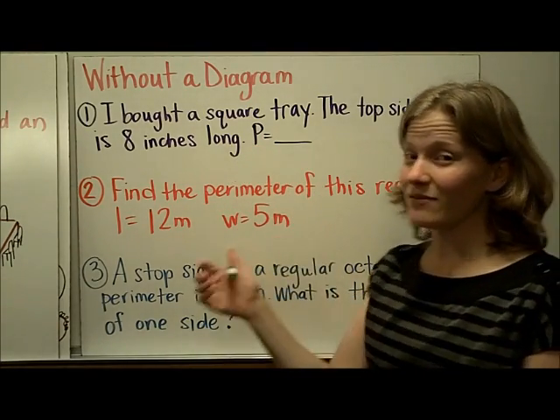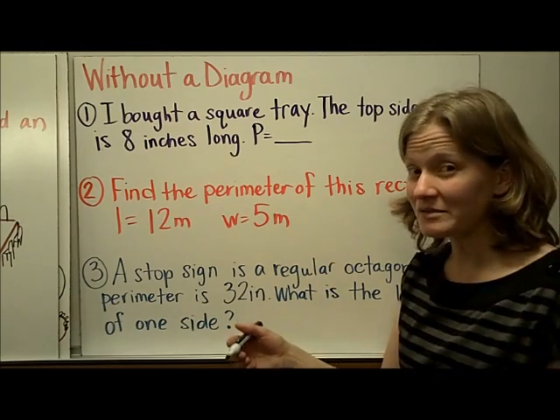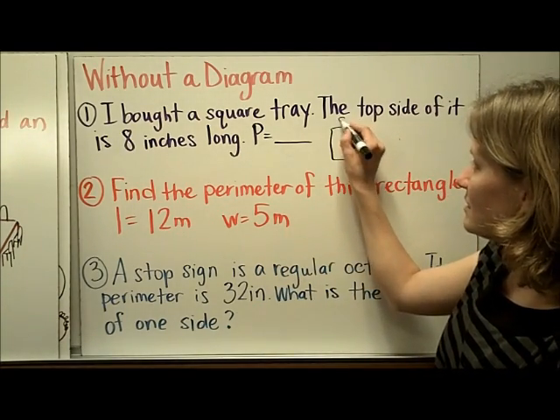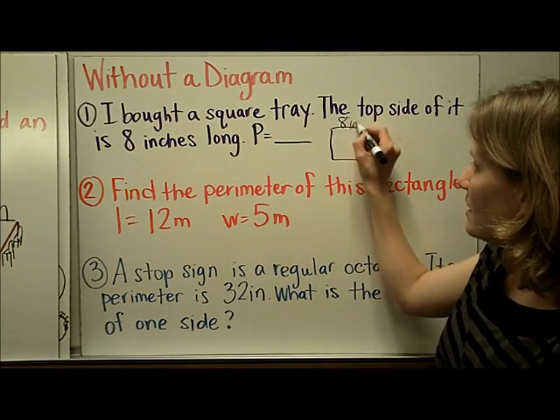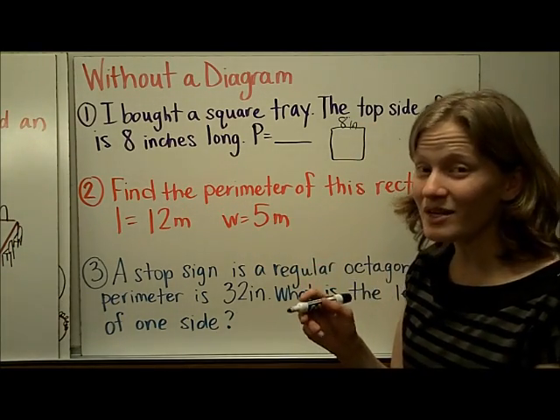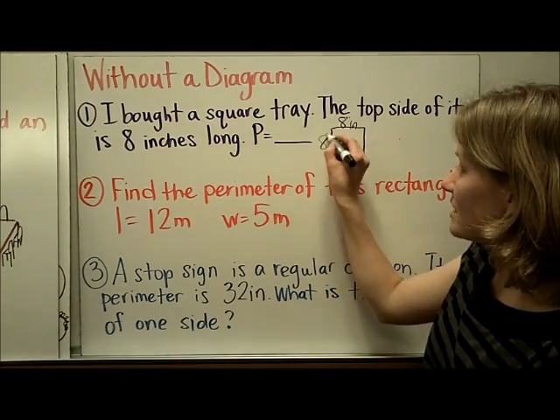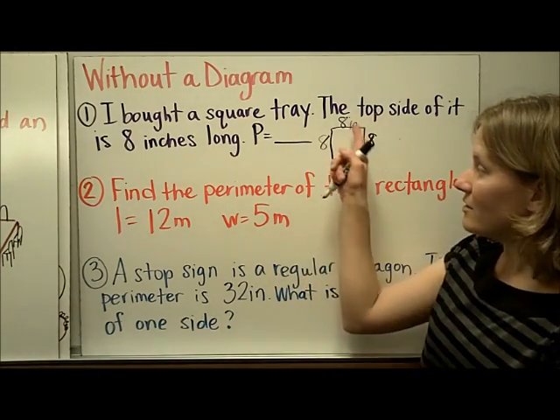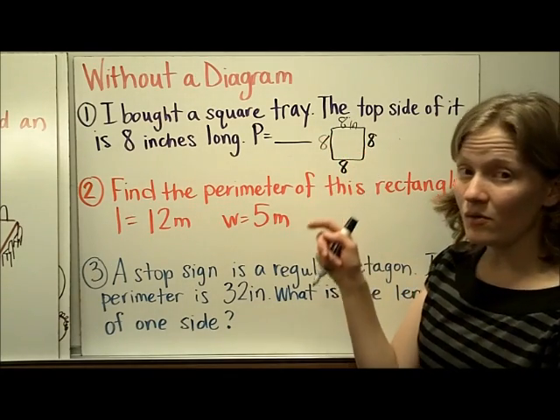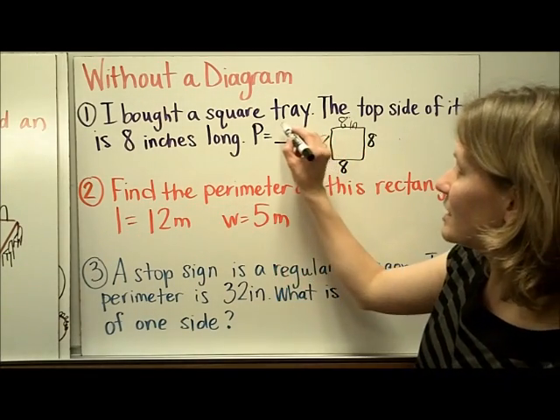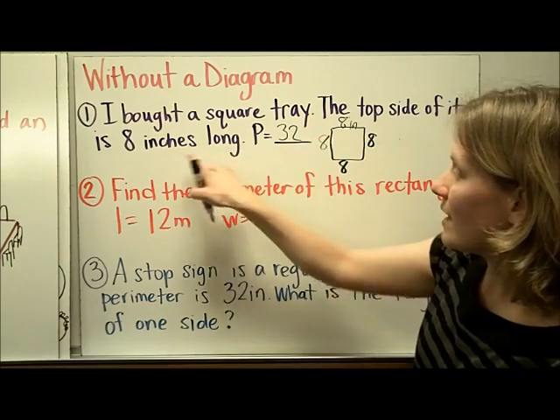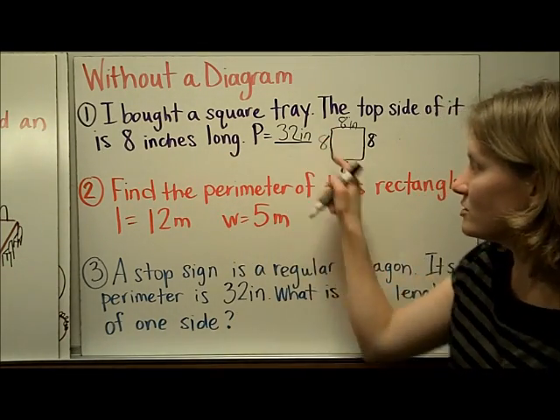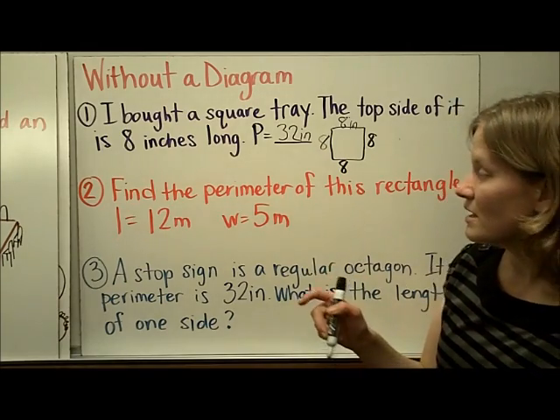Well, even if you're not given a diagram, one of the smartest things to do is to draw a diagram. So draw a square, and it says that the top of it is 8 inches long. If we know that it's a square, we know that all sides of the square are equal, so each side is going to be 8, and I can do 8 plus 8 plus 8 plus 8, or just 8 times 4. And 8 times 4 is 32, and then I'm measuring in inches, so I'm going to be sure to use my units. So the perimeter of this tray would be 32 inches.